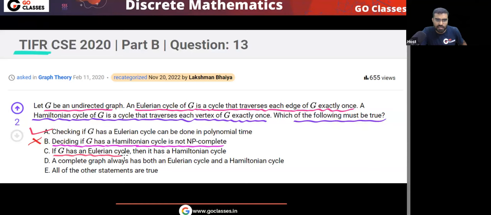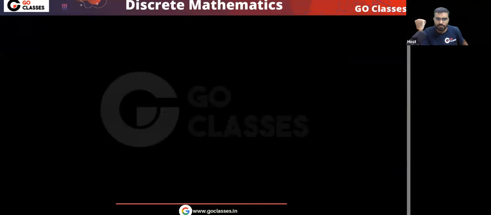If G has an Euler cycle, then it has a Hamiltonian cycle also. Is this true? This is not true. There is no relationship between Euler cycle and Hamiltonian cycle. Agree with me?